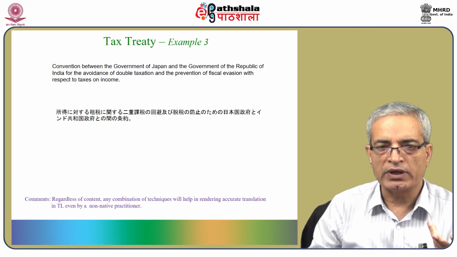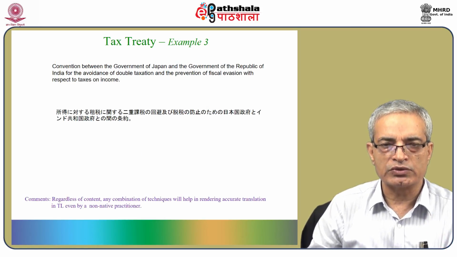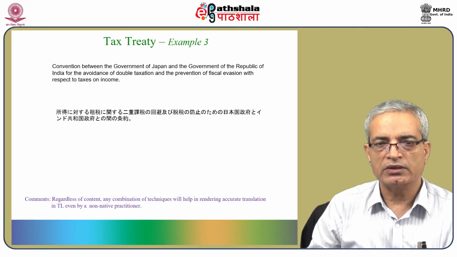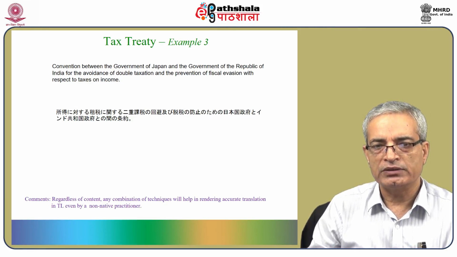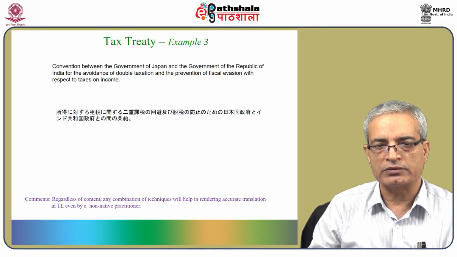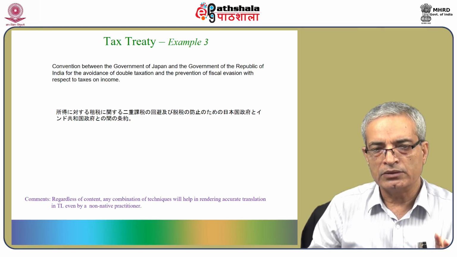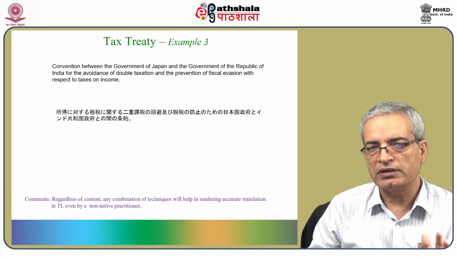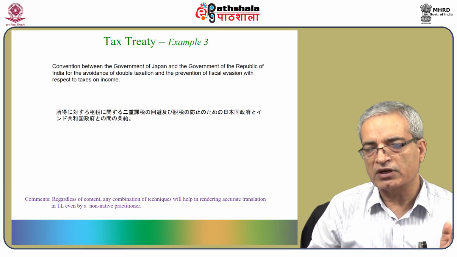The complete, if you join, is shotoku ni taisuru soze ni kansuru niju kaze no kaihi oyobi datsuze no boshi no tame no A to B Nihon Seifu と日本国政府とインド共和国政府との間の条約。What needs to be understood very clearly that piece by piece we have translated.